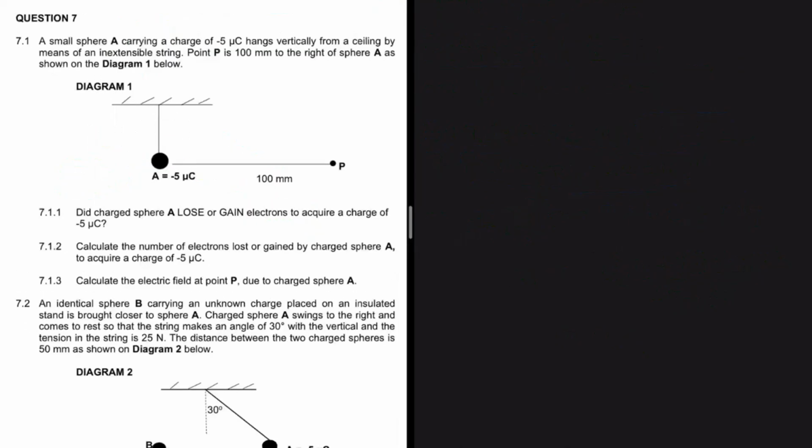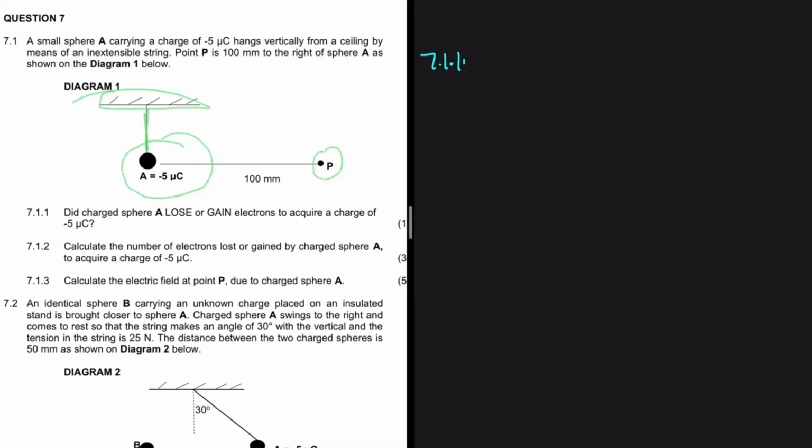We have a sphere A here of charge minus 5 microcoulombs hanging from a ceiling by means of a light inextensible string. And then 100 millimeters away we have a point charge P. The first question, 7.1.1, says, did sphere A lose or gain electrons to acquire a charge of minus 5 microcoulombs?